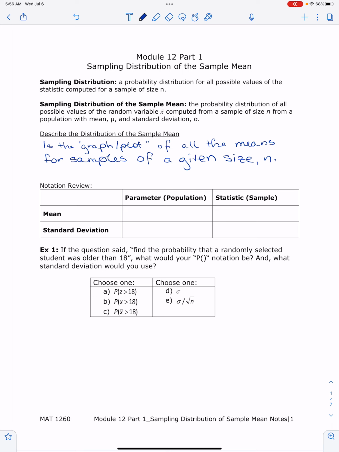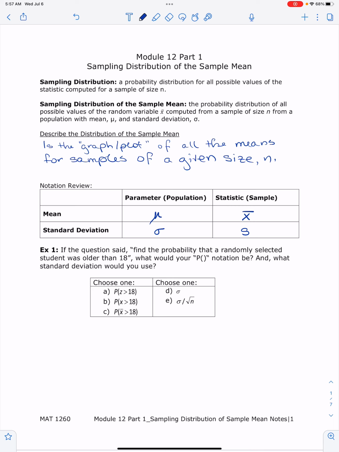Okay. So our notation here when we are talking about a population, our mean is mu, our standard deviation is sigma. When we are talking about a sample, that statistic is x bar, and the standard deviation is s. So real quick here, example 1, we have a question that says find the probability that a randomly selected student was older than 18. We're talking about our probability notation and the standard deviation.